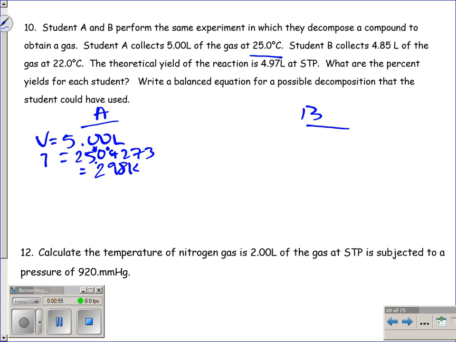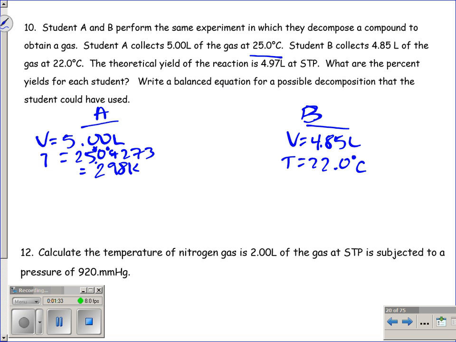Student B collects a volume of 4.85 liters at a temperature of 22 degrees Celsius. Well, here's the issue. We know we can compare volumes of gases. I can say this volume is bigger than this volume, but can I do it at different temperatures? I shouldn't, because that's not a true comparison, because at different temperatures, a gas will change size, right? It'll expand or compress. So what I must think about is how can I get these volumes to a place where I can compare them. The only way I can compare them is if they're at the same pressure and same temperature.